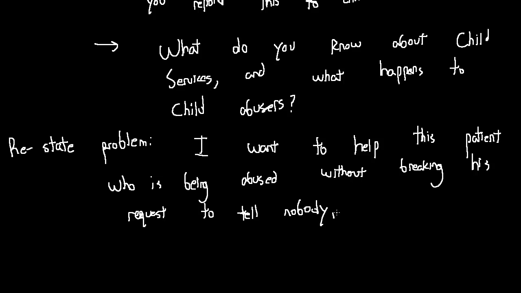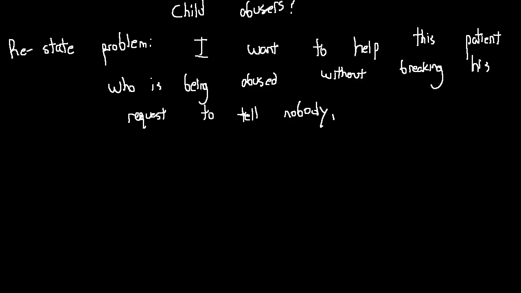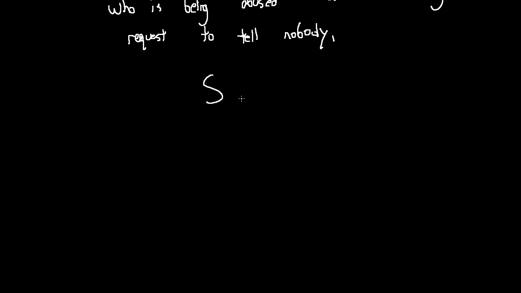I want to help this patient who is being abused without breaking his request. That's what we want to do. We want to find a way to balance both of these things. The patient asks me to do one thing, but my morals tell me I need to do something else. We want to find a balance, right? So automatically, we're going to go into our solutions. We're going to start drafting our solutions.